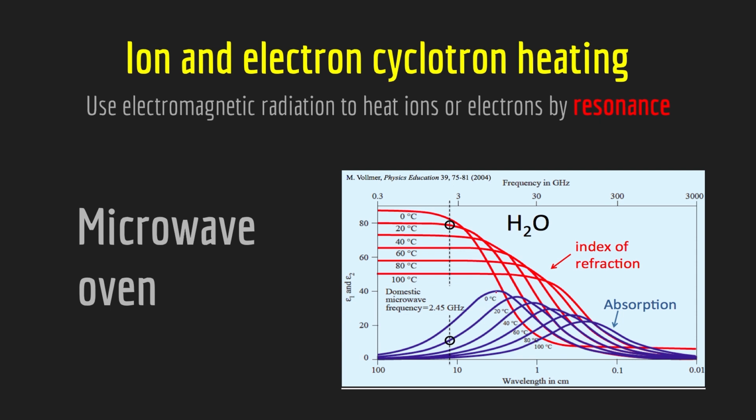And every line has a peak. For example, the 0.1 line has a peak here. So we can see that at a temperature of 0 degrees Celsius, if we heat the water molecule with radiation of around 4 or 5 centimeters, it absorbs the most energy. So if we use this method to heat the plasma, we use radiation which can resonate with ions and electrons, so we can heat them most effectively, and thus it is called ion and electron cyclotron heating.